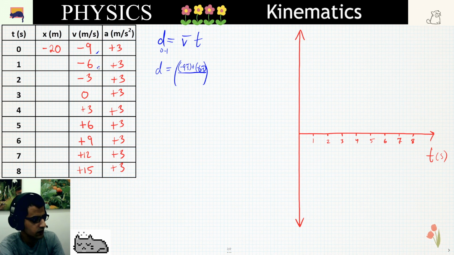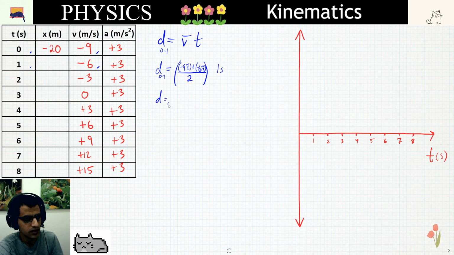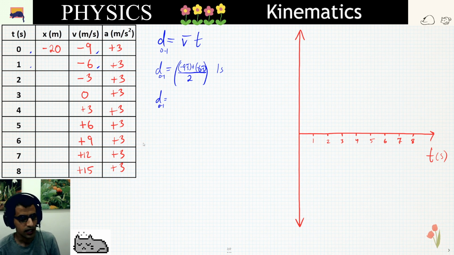This is our initial, this is our final, because this is our initial time and this is our final time. And then we divide this by 2. So this will give us our average velocity. And then we multiply by the time interval. The time from 0 to 1 second is 1 second. And so our displacement from 0 to 1 second will be negative 9 plus negative 6, which is negative 15, divided by 2, which will be negative 7.5.